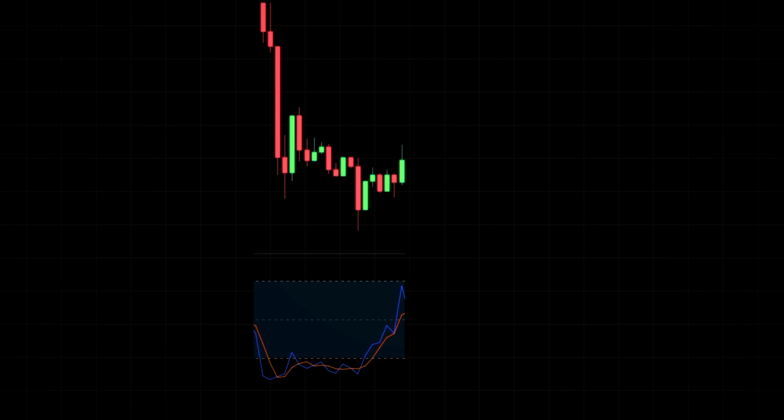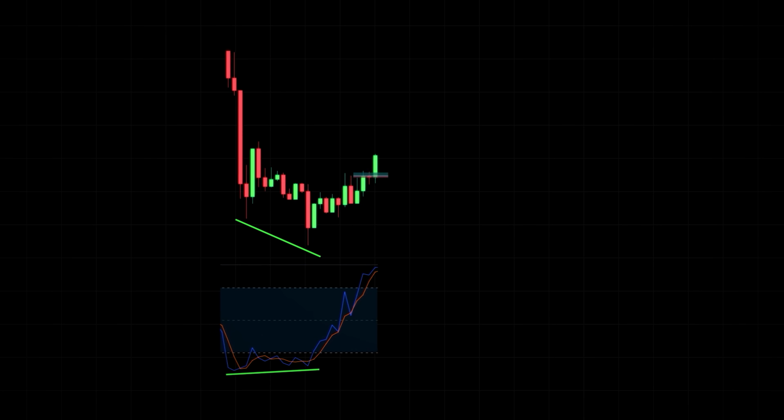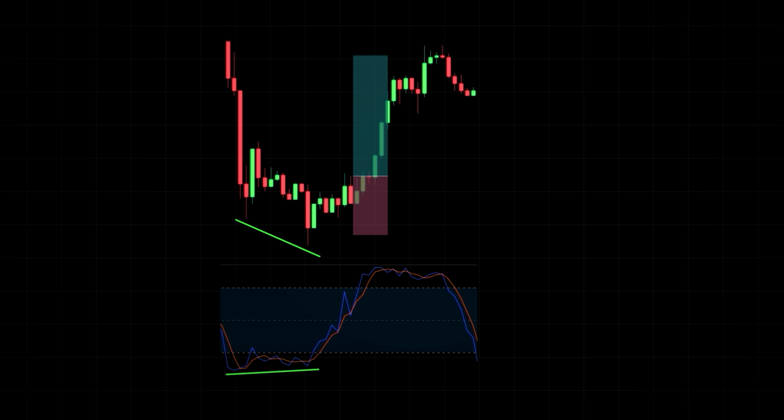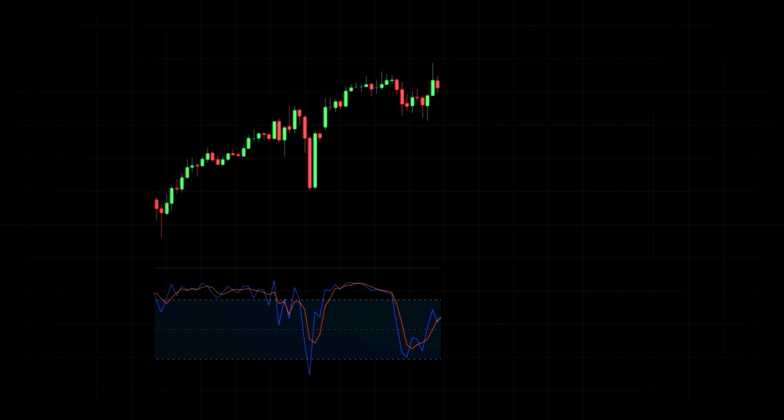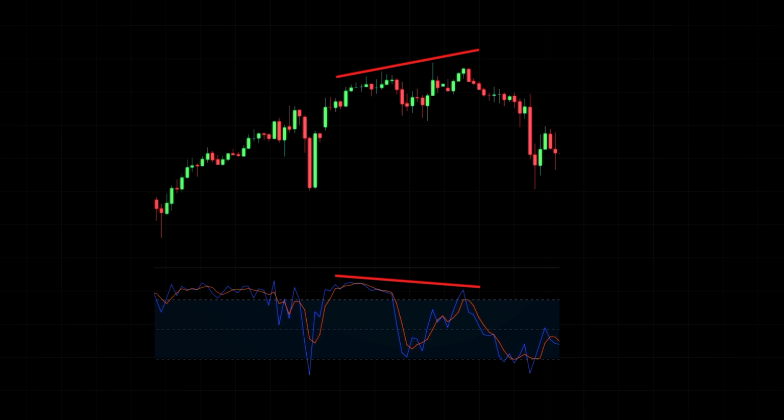There's another effective way to use this stochastic, and it's to use it to identify divergences in price on your chart. A bullish divergence occurs when price makes a lower low but the stochastic makes a higher low. This can suggest weakening bearish momentum, and once confirmed, you can look to enter that long position. A bearish divergence can happen when price forms higher highs, but the stochastic still prints a lower high. This signals fading bullish momentum, and once you've confirmed, you can look to enter a short. It can be that simple.